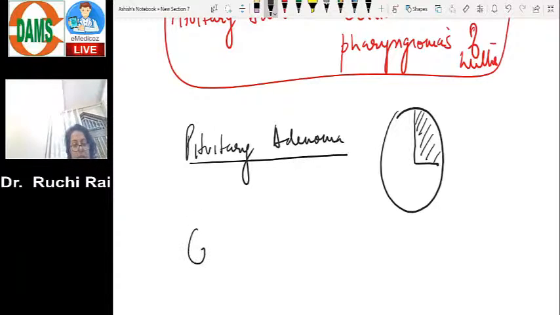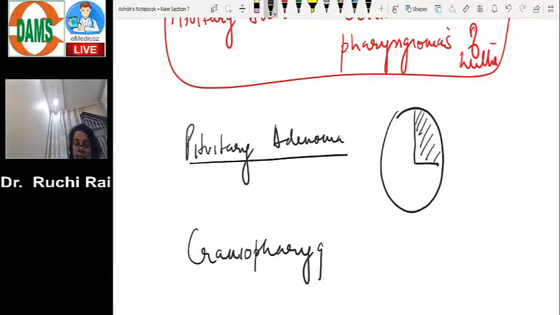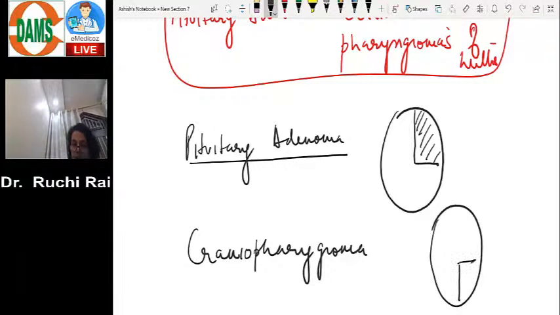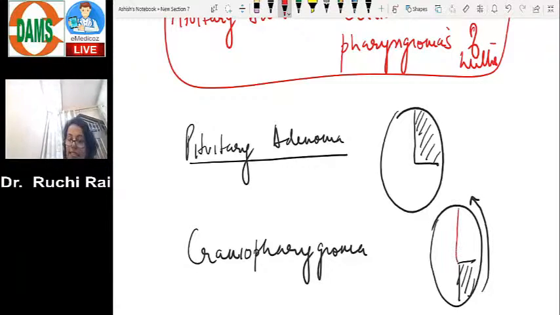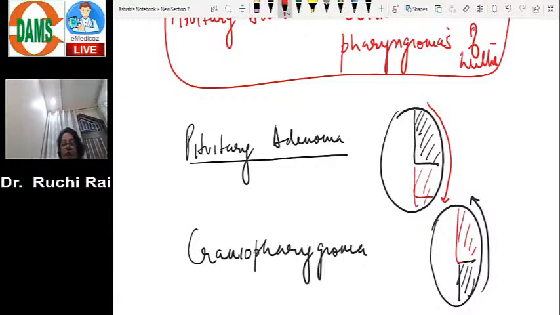Then we talk about craniopharyngiomas. Craniopharyngiomas will start first as an inferior quadrantanopia or inferotemporal, and later it will extend like this. So pituitary adenomas first show superior defects, then they become hemianopias here, correct? And craniopharyngiomas are first inferior defects and then they move superior.